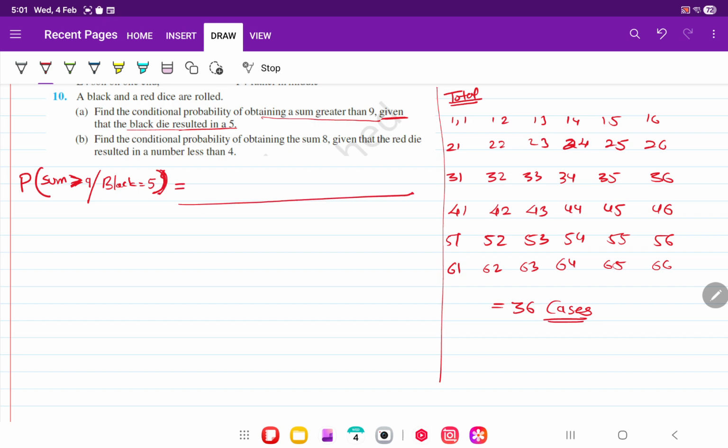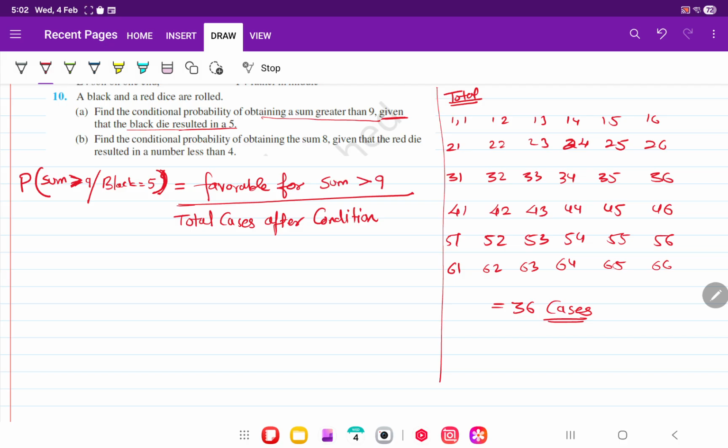Okay, so what will we write here? Here we will write total cases after condition, because this is conditional probability. After condition, how many cases are there? And here we will take only favorable for sum more than 9.